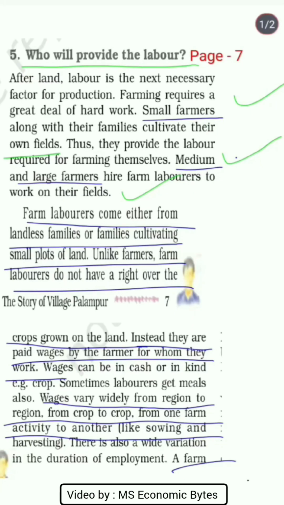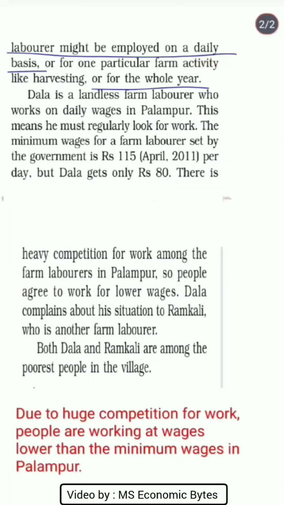Farm laborers either come from landless families or those who are cultivating small plots of land. Farm laborers do not have the right over the crops grown on the land. Instead, they are paid wages either in the form of cash or kind, for example, crop. Wages vary according to crop, farm activities, etc. A farm laborer might be employed on a daily basis or for the whole year. In this example of Palampur village, we notice that due to huge competition for work, people are working at wages which are lower than the minimum wages.